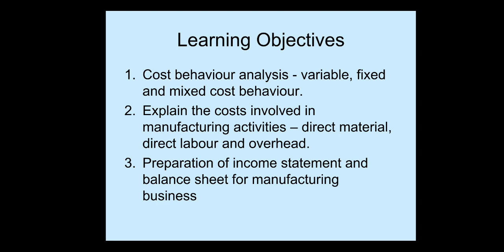I think the only difference is manufacturing business has three types of inventories. That is the only difference. So you have to show the three types of inventories in the balance sheet. And also when you prepare the income statement, you have to calculate one thing: cost of goods manufactured.